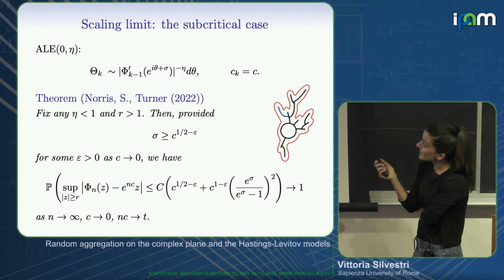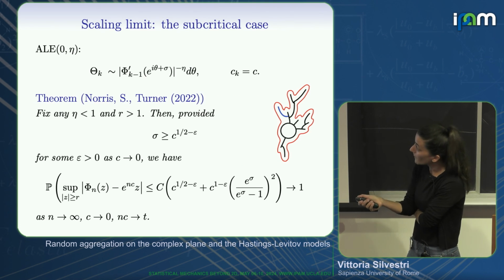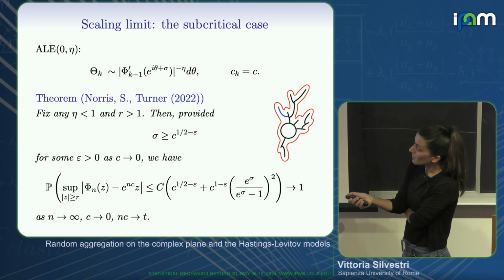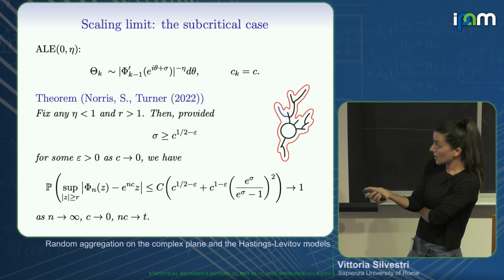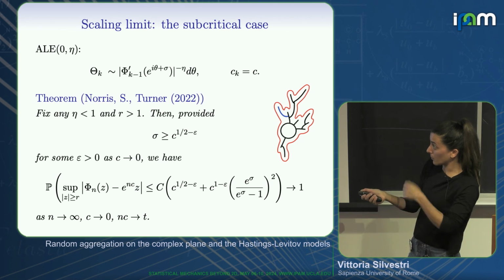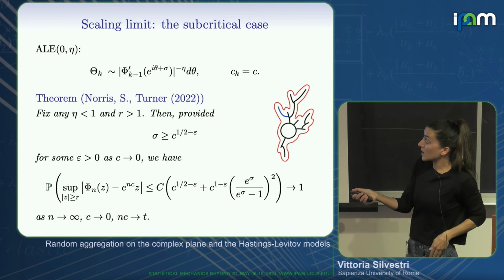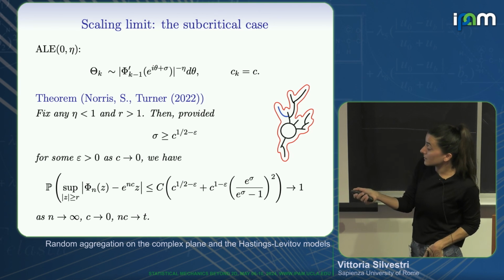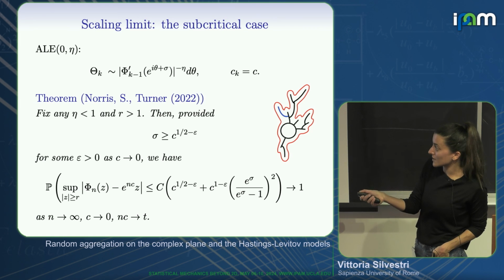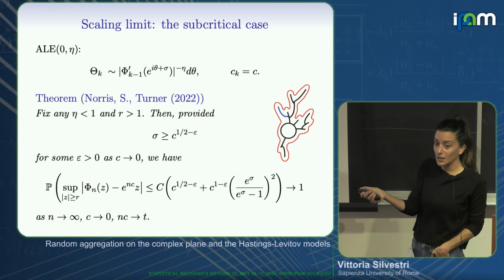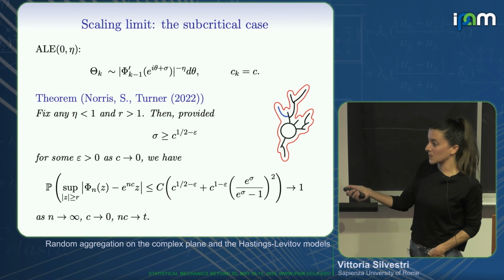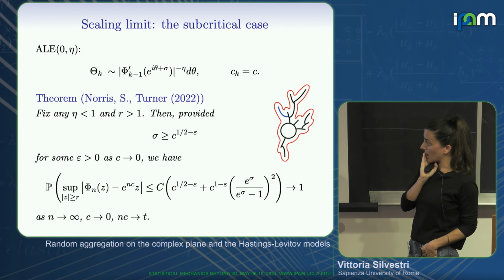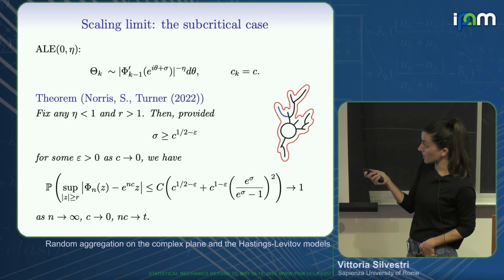And so in this regime, what we proved is the following. For any eta below 1, if you remember, 1 is where you expect the phase transition, the Eden model. So as long as you are below the critical point, and for any sigma that goes to 0 slightly faster than square root of c, so slightly faster than the diameter of the particle, which is optimal, the random map converges to a disk. And we have an explicit error bound in the small particle regime.